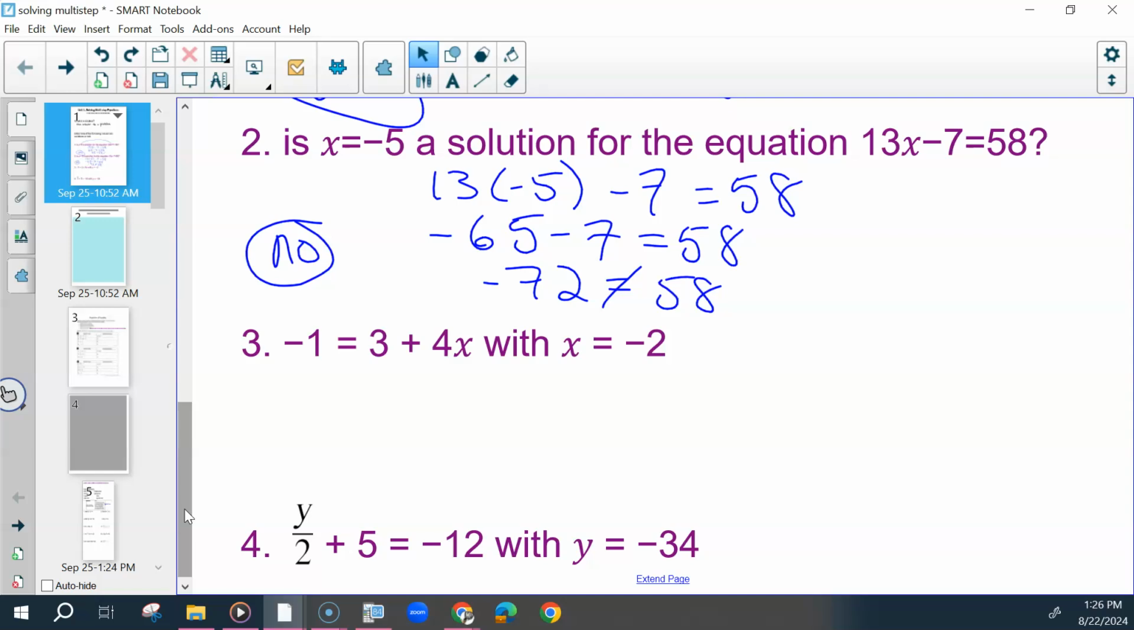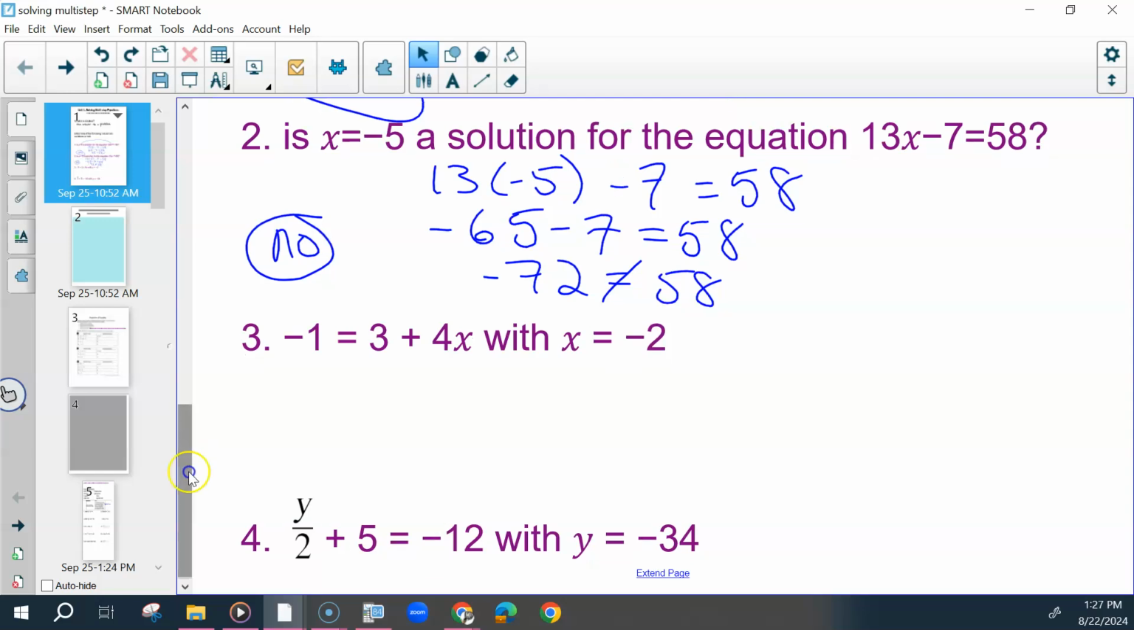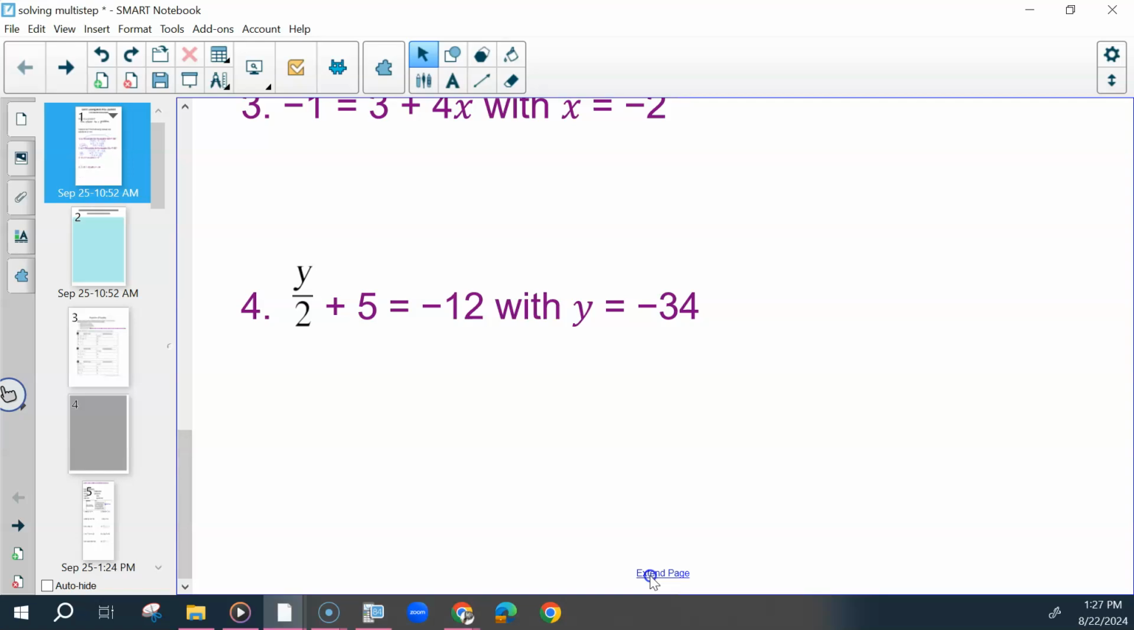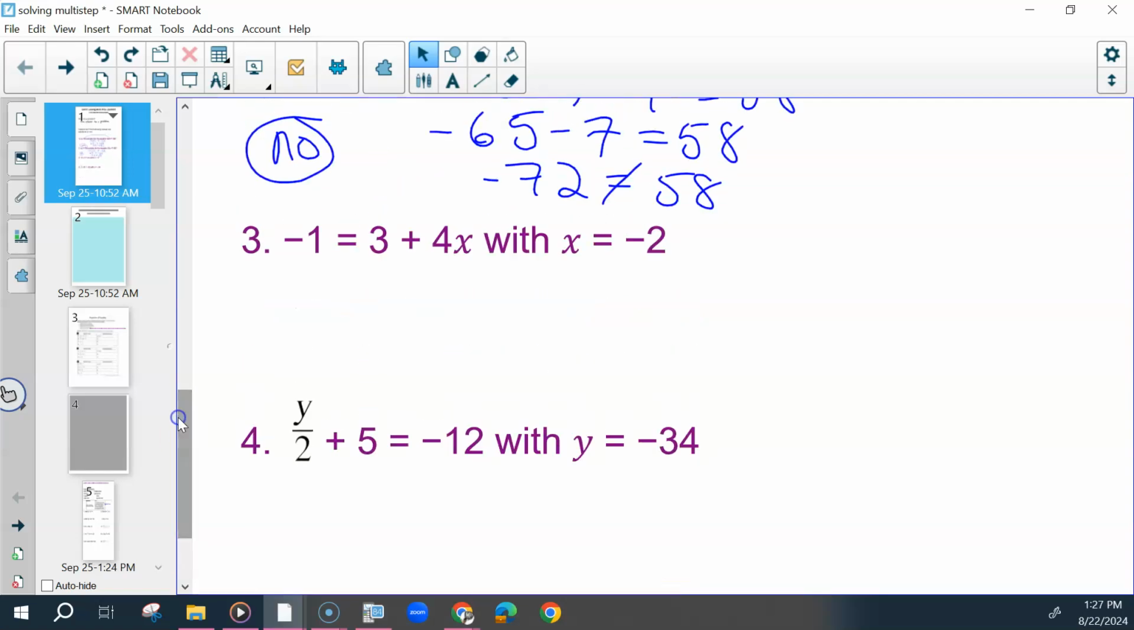Number 3, did we find that that was or was not a solution? It was not. Does anyone need to see that one? Okay. Did you want to see that one? Or the next one? The next one, okay. Oh, this one. Okay, sorry.